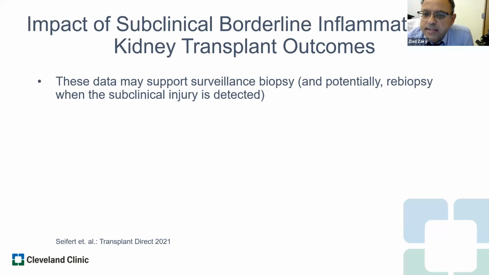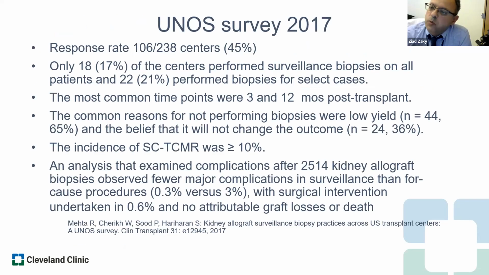So that makes the argument for surveillance biopsies and potentially rebiopsy if there is a subclinical injury that needs to be treated. On the other hand, there's a UNOS survey from 2017 showing that, from the responders, only about 18 centers in the United States perform surveillance biopsies. And maybe another 22 centers perform biopsies for selected cases.